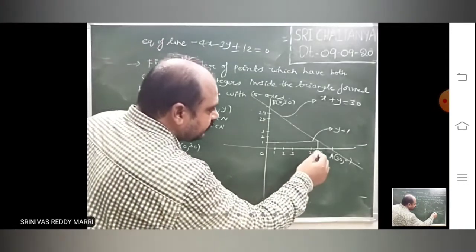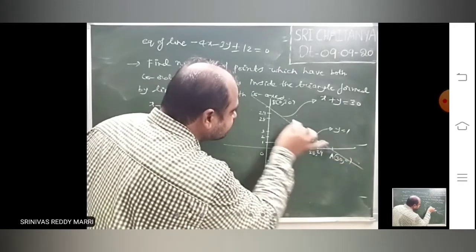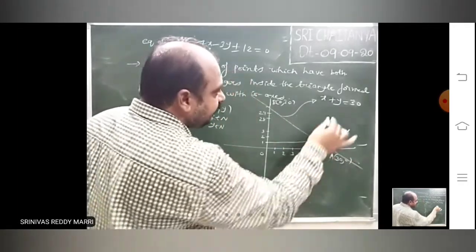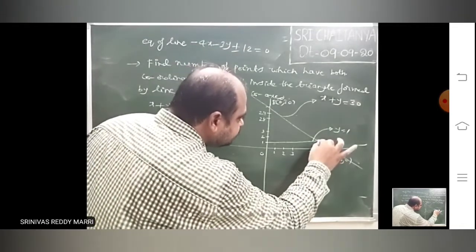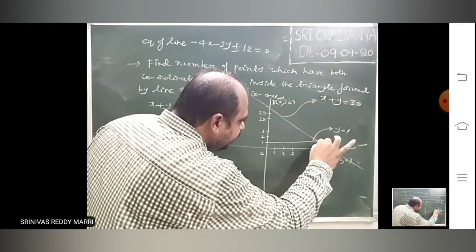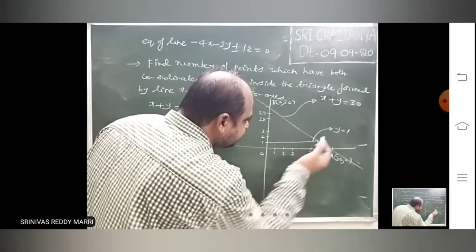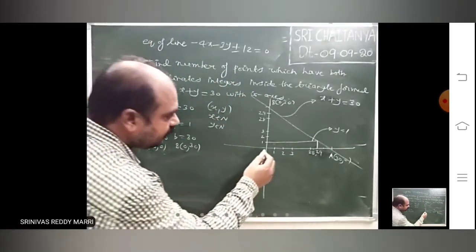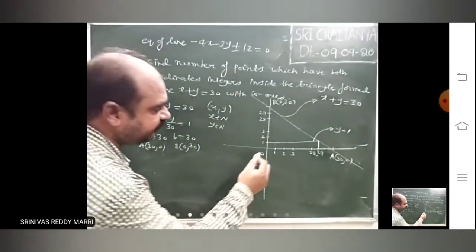Look at this. This is the y equal to 1 line I have drawn, where it intersects x plus y equal to 30. If y equal to 1, x is what? 29. That means this point is 29 comma 1. This point lies on the line, but we don't want that. On this line every point will have y coordinate 1.